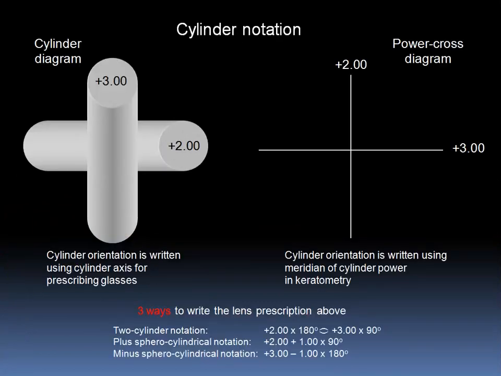So here is a summary slide for cylinder notation. We have a plus 2 cylinder at 180 degrees and a plus 3 cylinder at 90. The power diagram shows the numbers reversed because the power is at right angles to the long axis of the cylinders. When writing the lens prescription above, we use the long axis of the cylinder. This is the two-cylinder notation, plus 2 at 180 with plus 3 at 90. The plus spherocylindrical notation, plus 2 sphere plus 1 at 90 degrees cylinder, plus 3 sphere minus 1 at 180 degrees cylinder. All three are different ways of describing the same combination.